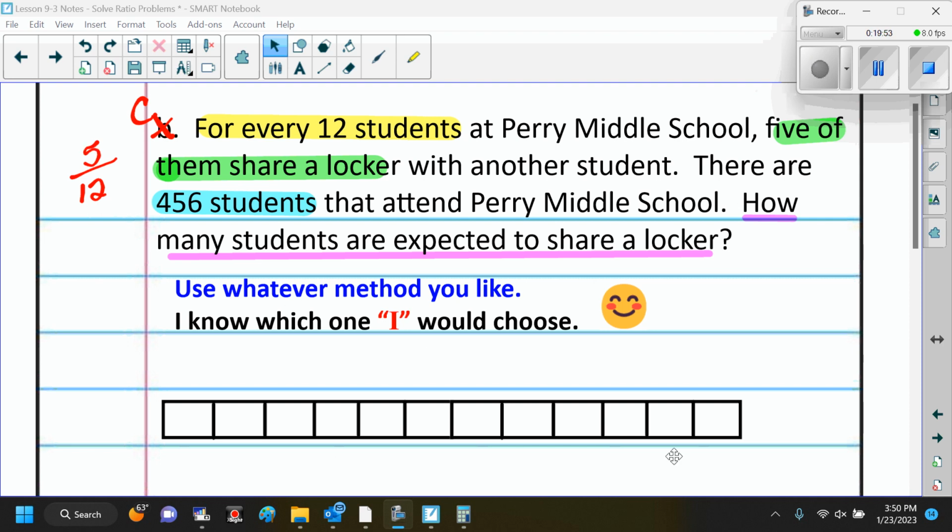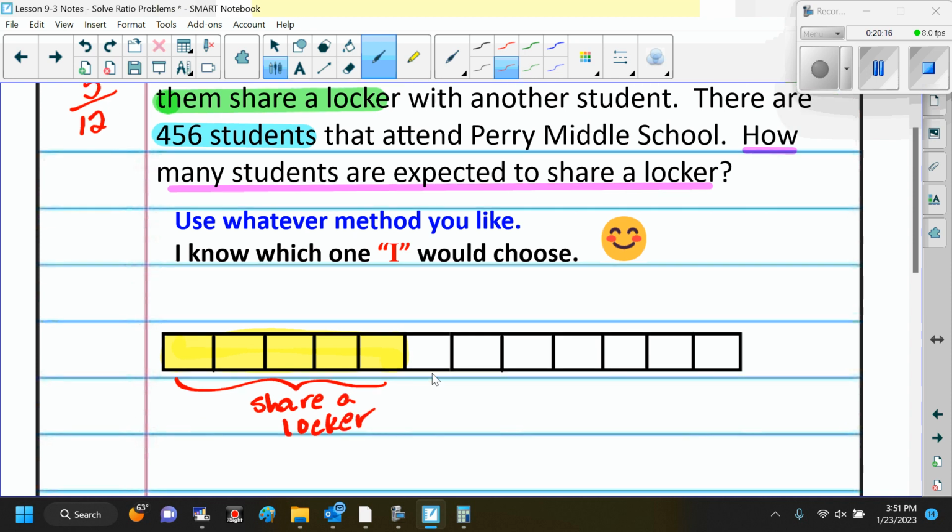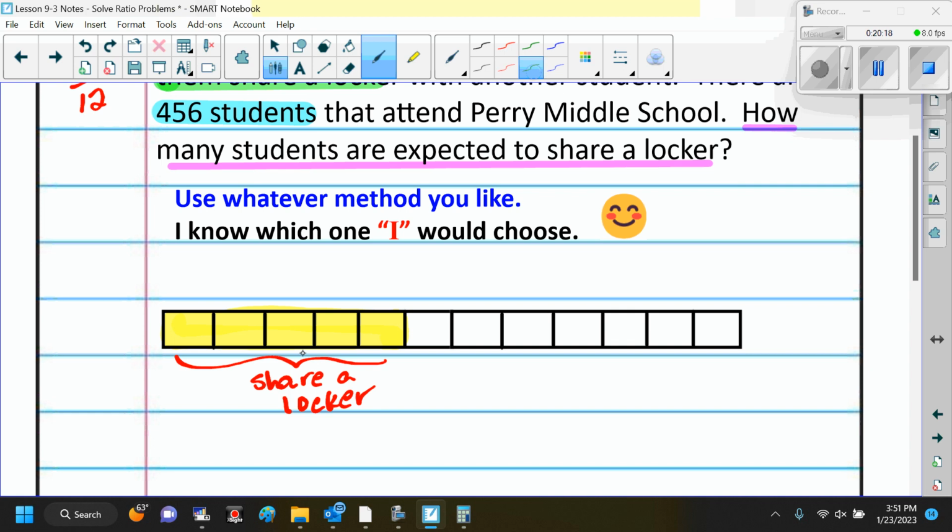Well, it's 5 out of the 12, so we want to shade 1, 2, 3, 4, 5. So those are the 5 that the students share a locker. Okay, and this whole thing is the total students.